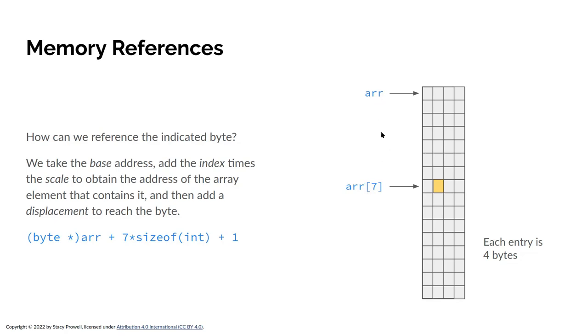Well, to get there, I take the base, I add the index of 7 times the scale of 4, that's 28, so it's array plus 28. That gets me to this byte, and then I have a displacement of one additional byte. And I can represent that in C just like this. I take my array, I cast it to a byte pointer so that my array math is going to work correctly. I add 7 times the size of an int, and then I add 1 as a displacement, and that gets me the address of this specific byte. Pretty simple stuff.